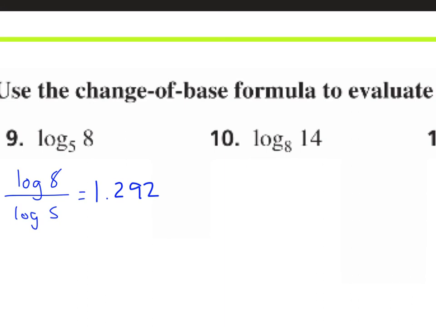What about for number 10? What goes on top? And what goes on the bottom? Log of 8. What do we get? I got something different. 1.269.